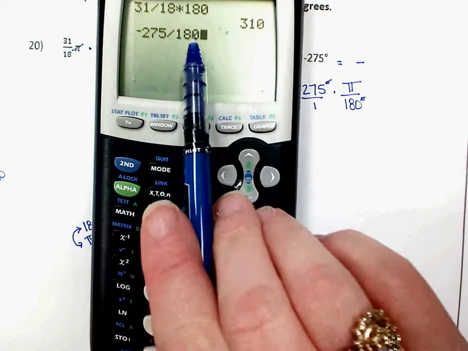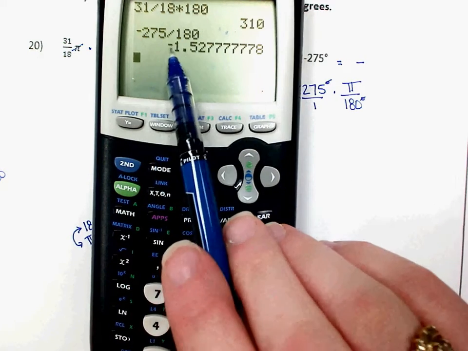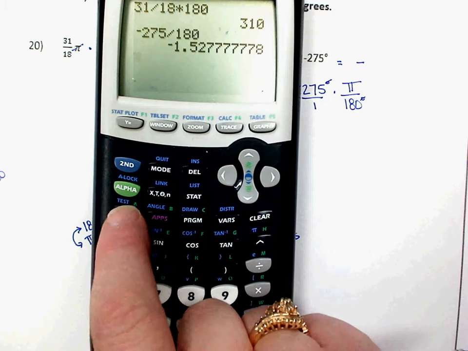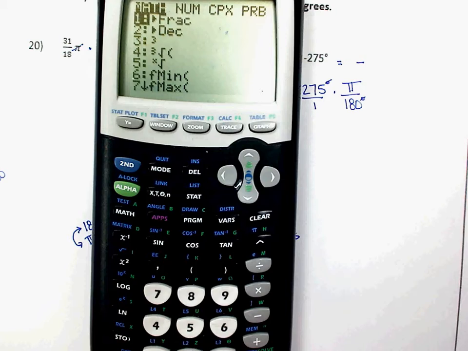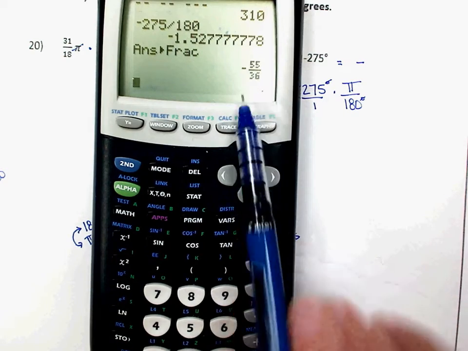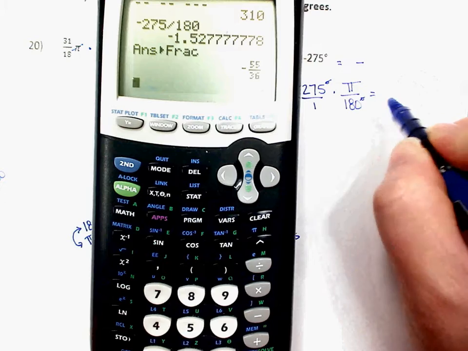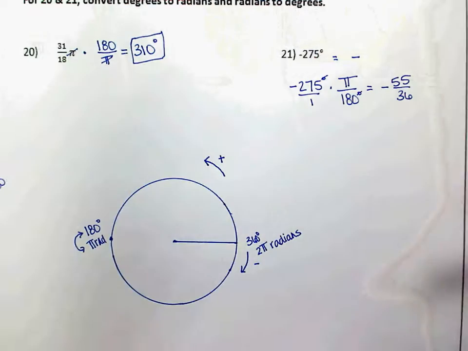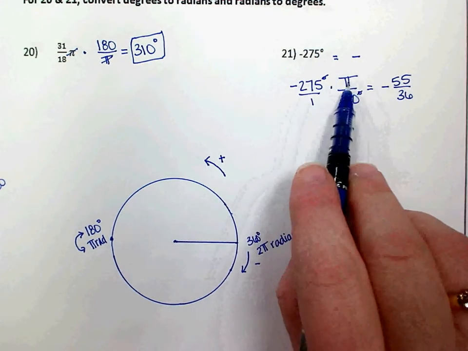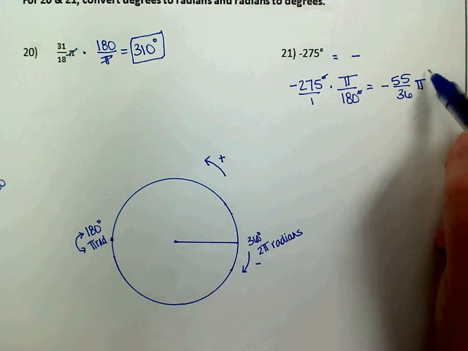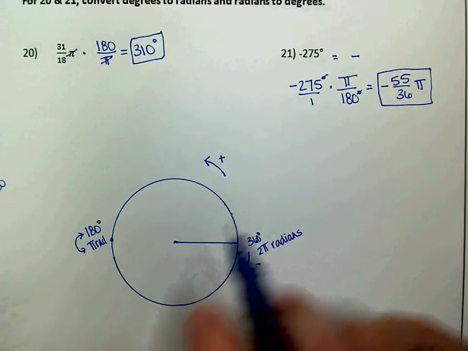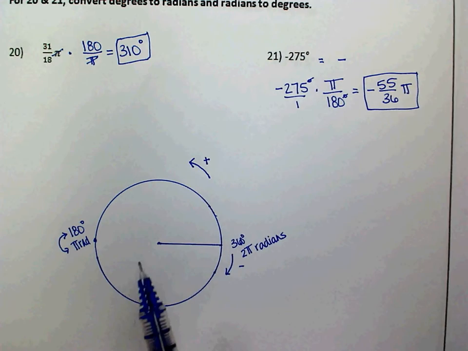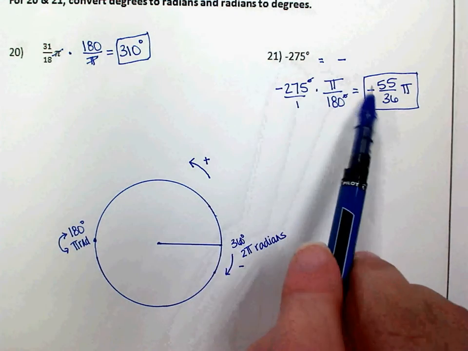Numerator, denominator. Again, my answer is going to be negative, and I don't want to round. I don't want a decimal, so I'm going to change that to a fraction by hitting the math and then enter 2 times. So that gives me the fraction. That is equal to negative 55 over 36, but then don't forget, that's just the number part. The pi has to be in your answer. So here is the radian that is congruent or equivalent to the negative 275 degrees. Don't forget the negative sign, and don't forget your pi.